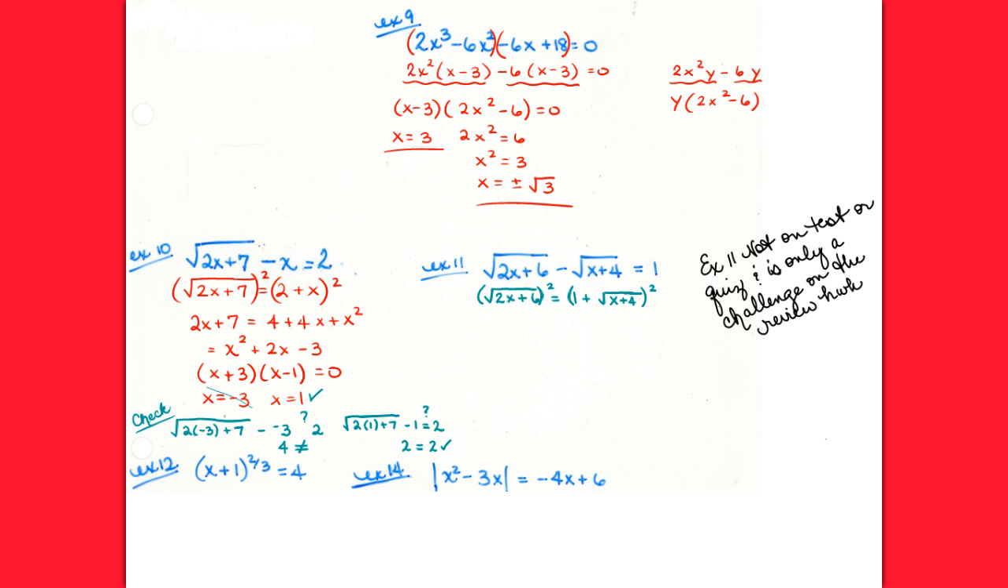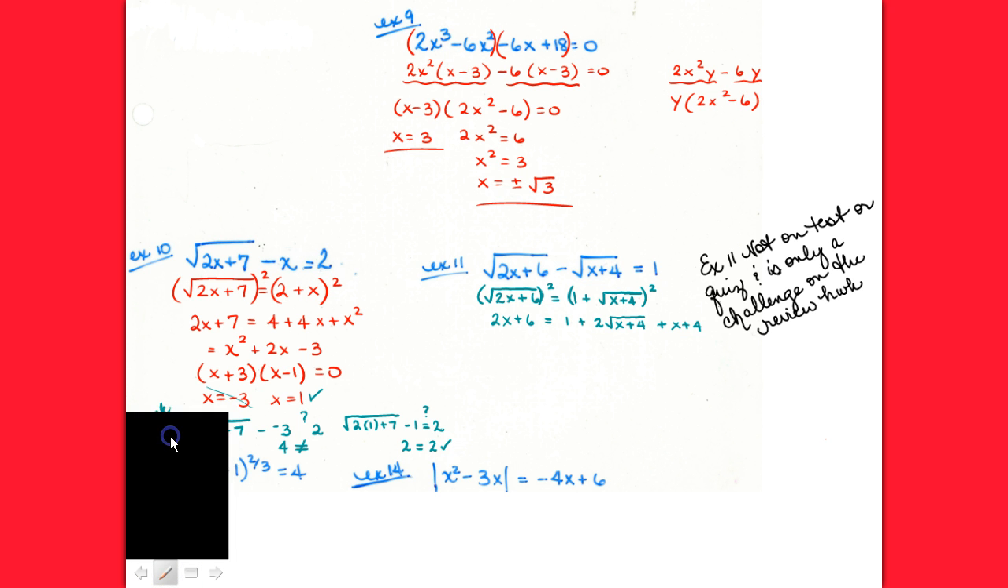But unfortunately, I'm going to end up over here foiling with a radical. So when we have the square root of 2x plus 6 squared, no problem. Square root and square drop out. But over here, when I have 1 plus the square root of x plus 4 squared, that literally means 1 plus the square root of x plus 4 times 1 plus the square root of x plus 4. I literally have to FOIL that out.